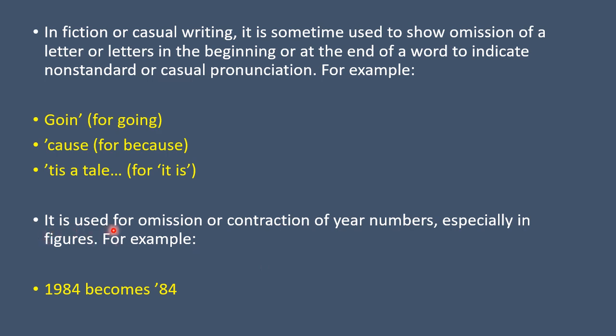Next, it is used for omission or contraction of year numbers, especially in figures. For example, 1984 becomes an apostrophe and 84. So obviously the apostrophe means that 19 has been omitted. Okay, so for example, first time you say 1984, and next time you say that it was in '84, apostrophe 84, which means that we are talking about 1984.